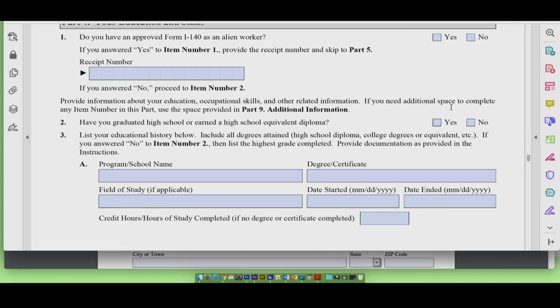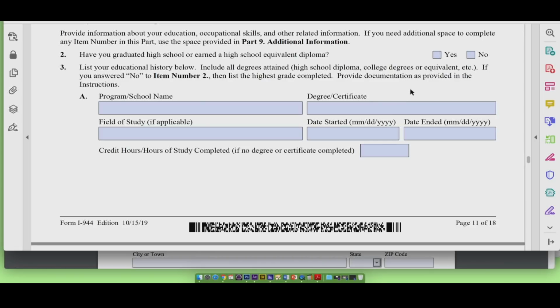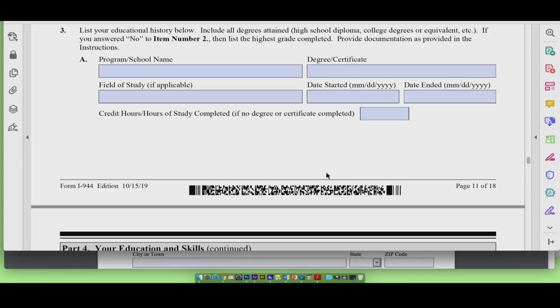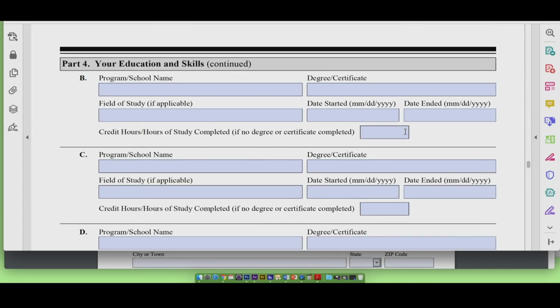For those of you who don't fall under that category, you want to provide information about your education, your occupational skills, anything that can show that you have the ability, the education and the work history to show that you can support yourself in case they feel that you might become a public charge. So you want to list the programs, the schools that you went to, the type of study that you had when you started, whether or not you got a certificate or a degree, and how many hours of study you were able to complete. That is all going to be listed under education and skills.